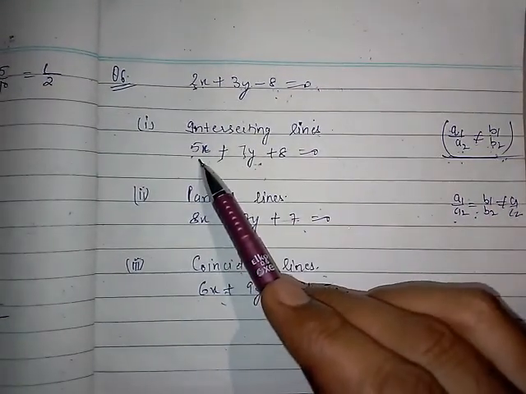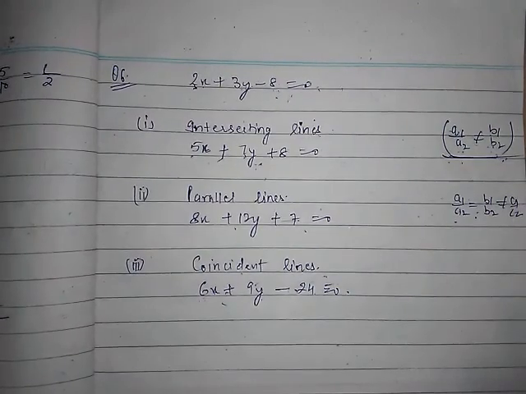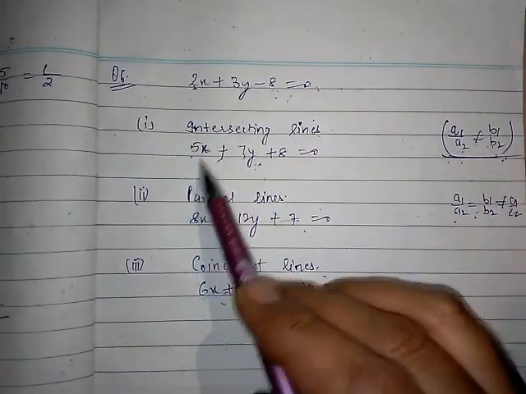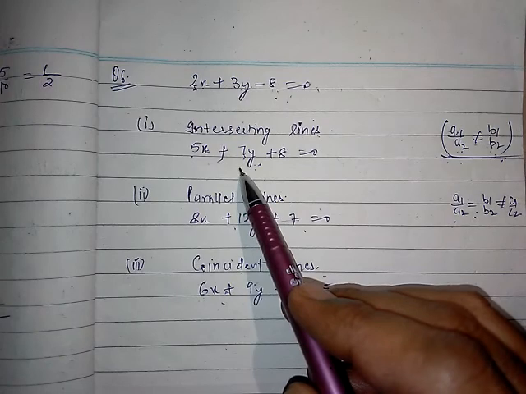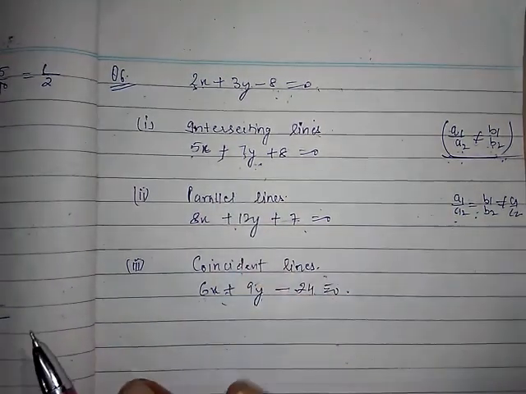So I am writing from my side, that is 5x plus 7y plus 8 is equal to 0. Any equation you can write down. Okay. So 2 upon 5 is not equal to 3 upon 7 here clearly. So like this you have to see also. Then after that, parallel lines.